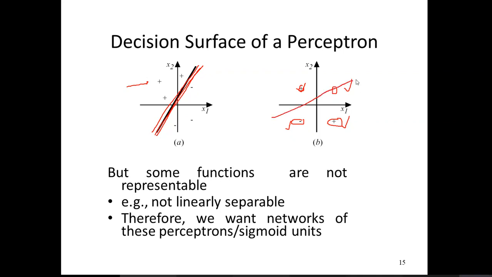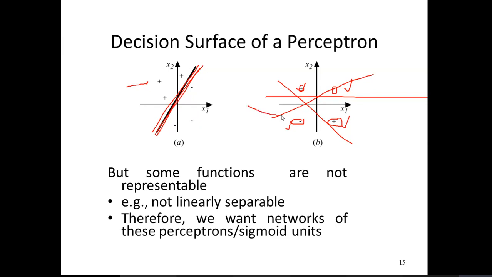Suppose I draw a line like this: on this side I have 1 positive sample and on this side I have 2 negative samples and 1 positive. Suppose I draw a line like this: on this side I have 1 negative sample and on this side I have 2 positive and 1 negative sample. If I draw a line like this, I have 1 positive and 1 negative sample on either side. So whatever you do, you will not be able to find a decision boundary here.